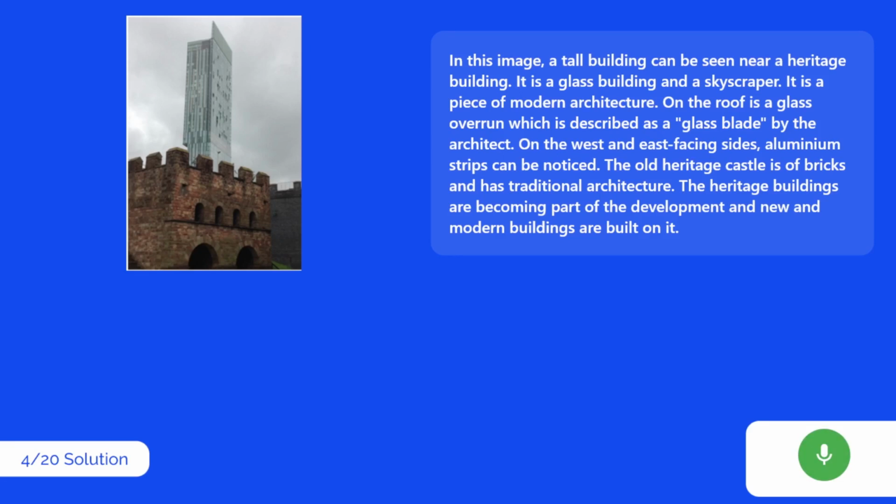In this image, a tall building can be seen near a heritage building. It is a glass building and a skyscraper. It is a piece of modern architecture. On the roof is a glass overrun which is described as a glass blade by the architect.